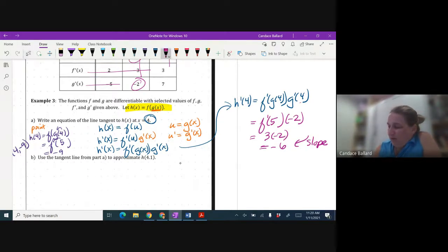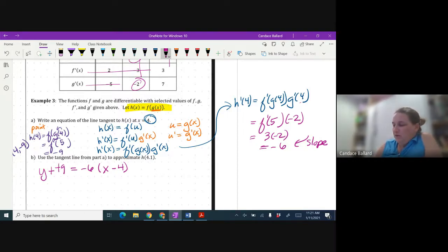Okay, so I'm going to go ahead and write my tangent line under B because there's not a good spot for it otherwise. So y minus my y value, which is the negative 9, equals the slope, negative 6, times x minus the x value, 4. All right, the double negative is going to go positive, so we're going to make that a plus 9.